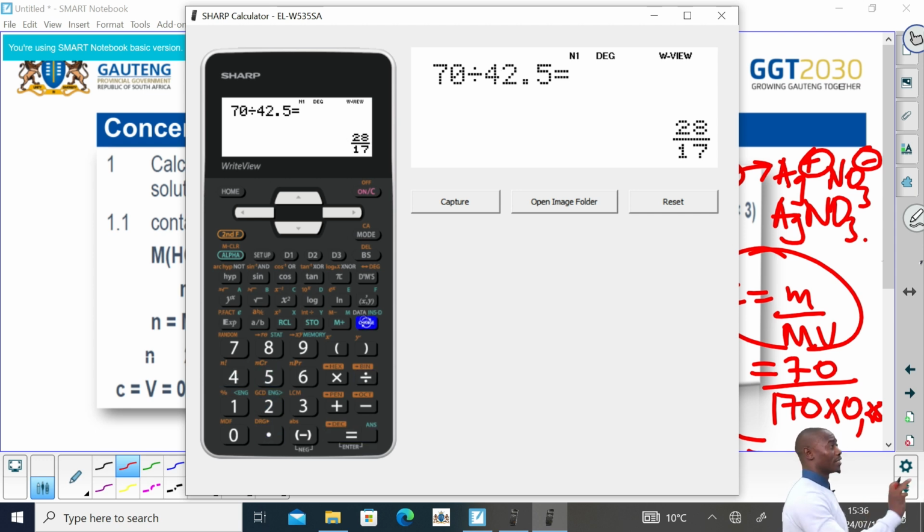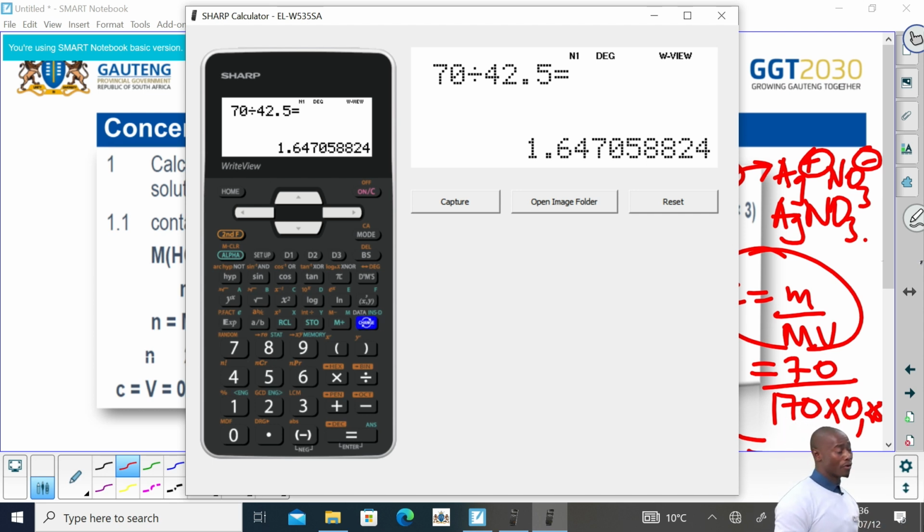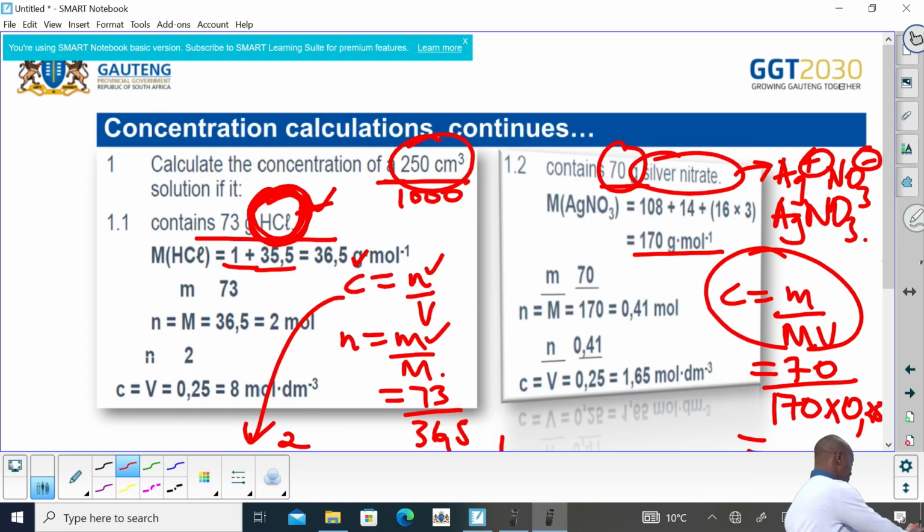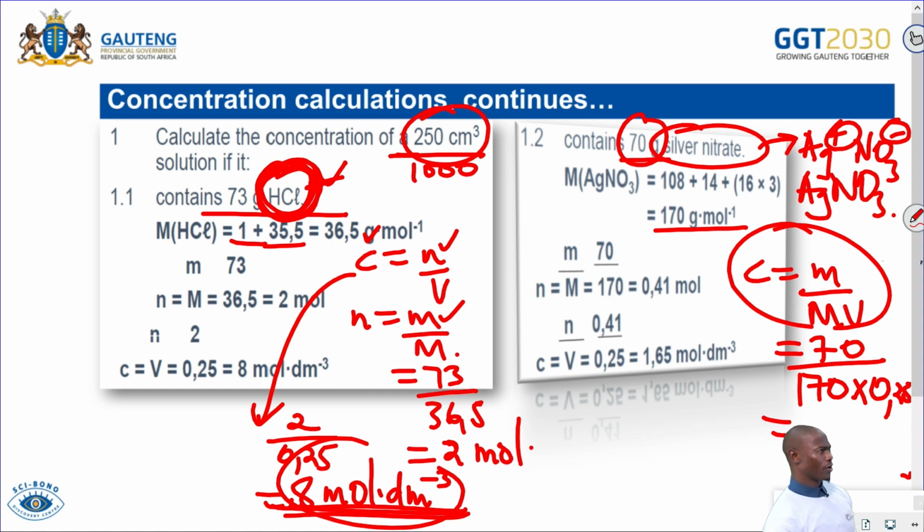We are getting what here? We are getting 1.65. If we round it off to 2 decimal places, 1.65. So let's see if they also got 1.65. Yes, they got 1.65.